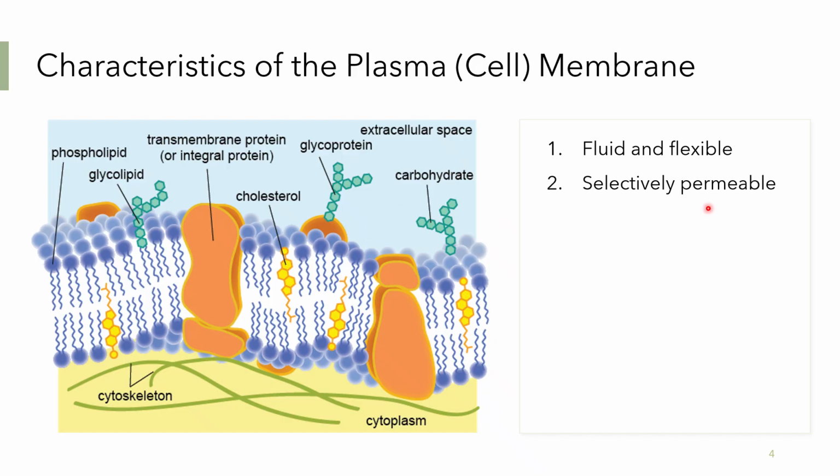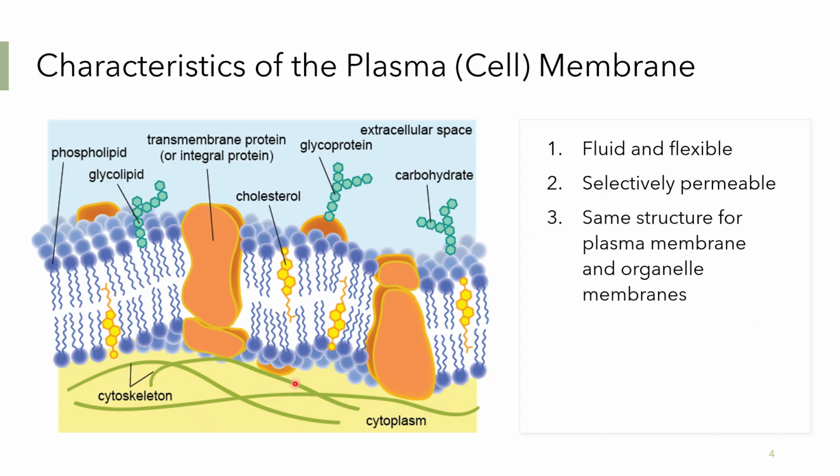It is also selectively permeable. We'll get into this a little bit more later, but basically the function of the membrane, as I said, is to control what goes in and out. That is selective permeability, choosing what passes through and what does not.